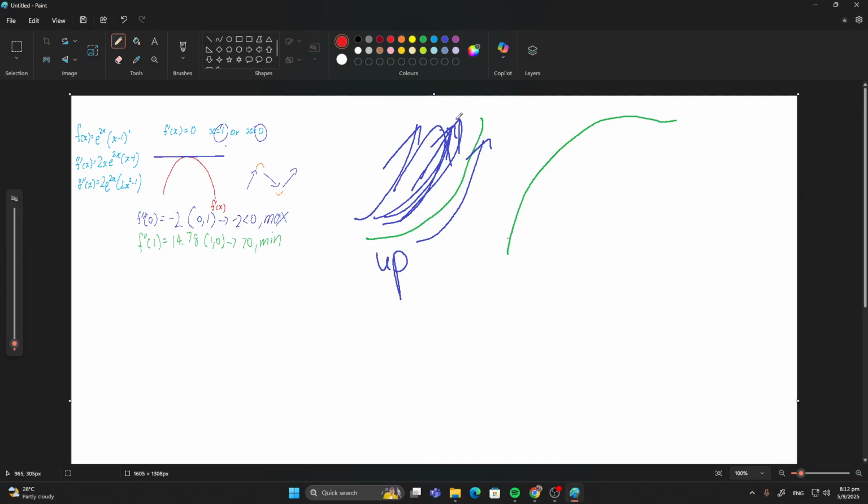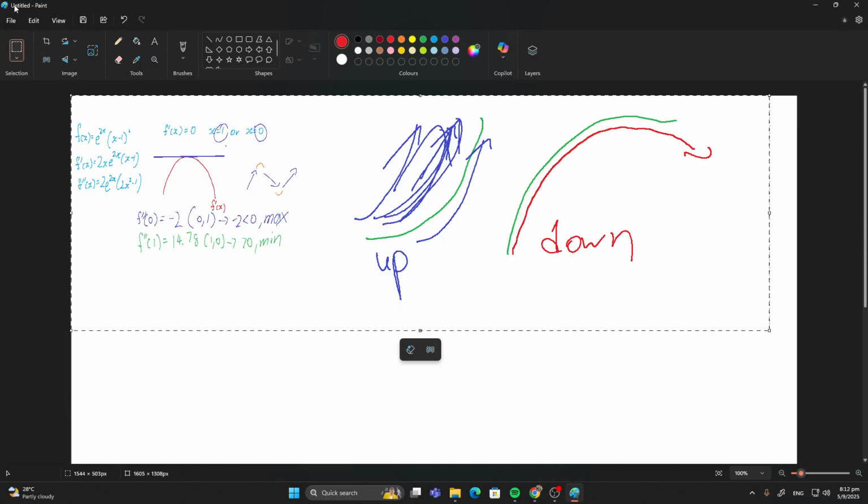On the other hand, this guy is like, whoa, I'm peaking, oh no, I'm gonna drop. He's gonna go down. So this is how you can remember the shape for concave up and the shape for concave down.